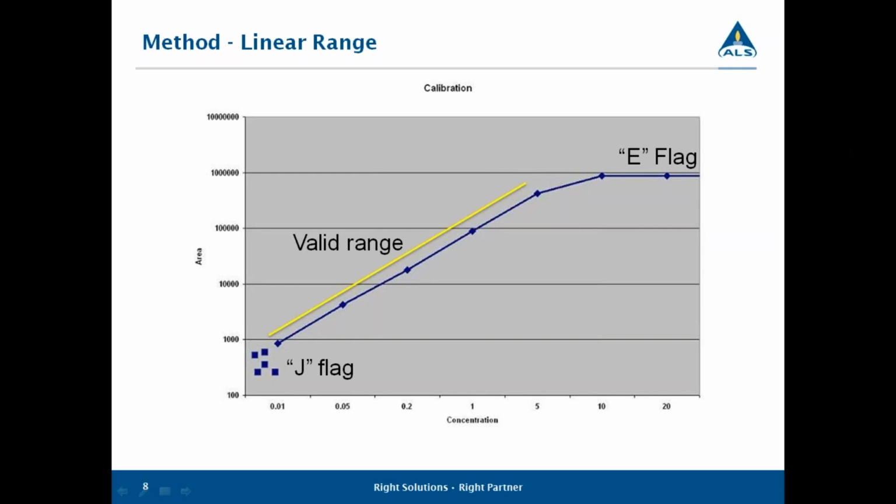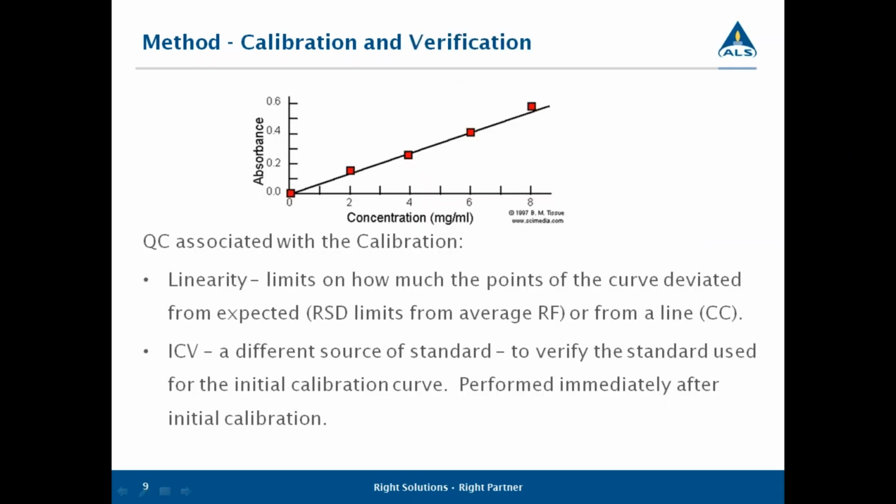Responses below the linear range may be erratic, as it is here, or they might flatten out. The instrument response cannot be used to determine accurate concentration here at this point. So, the sweet spot here is the valid range. If we get a result of your analysis in the E flag range out of the linear range, then we'll dilute to get the result to within that valid range, to within that linear range.